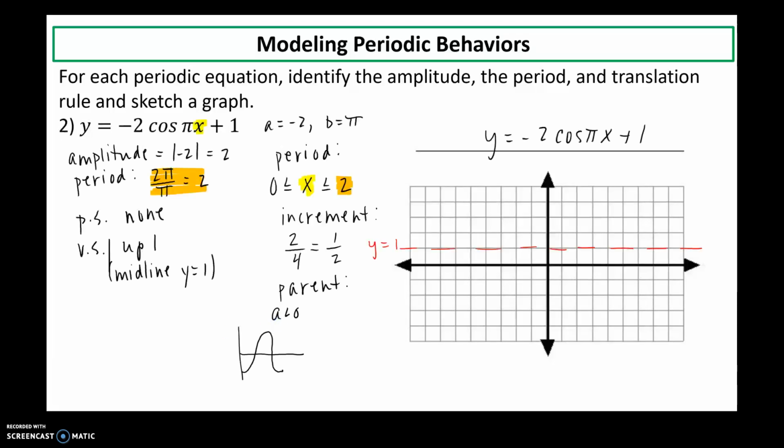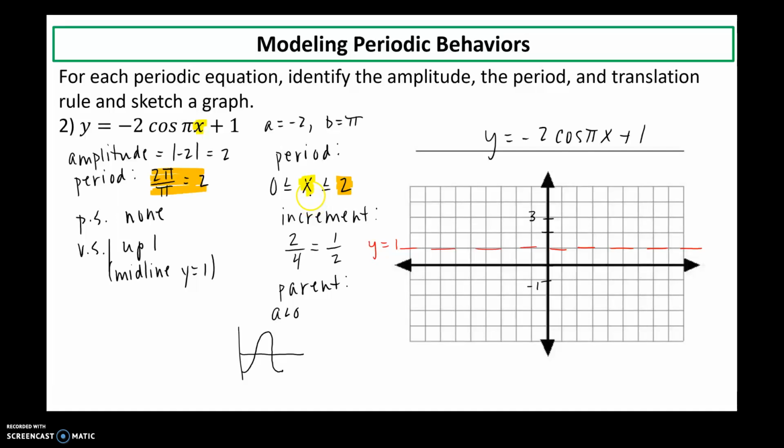Now your amplitude is the height from the midline. So if my amplitude is 2 units, that means that the maximum of my graph is going to be at 3, and the minimum of my graph is going to be at negative 1, because from the midline, I'm moving 2 units up and 2 units down.